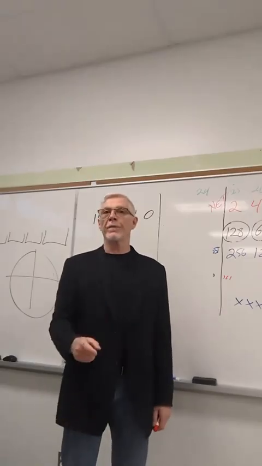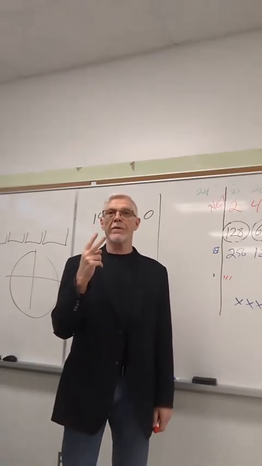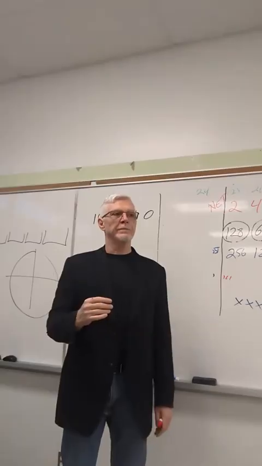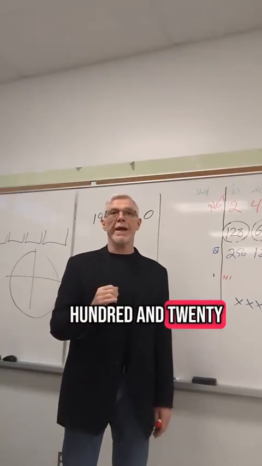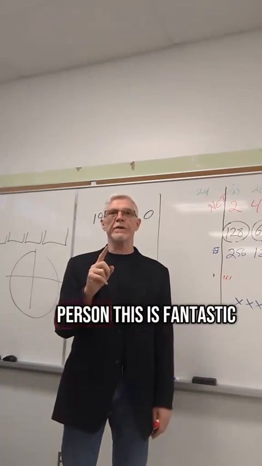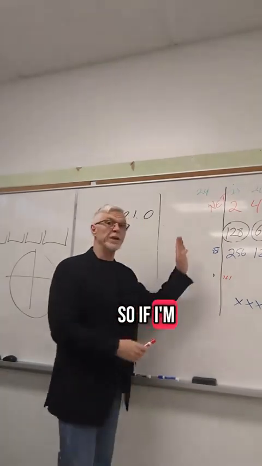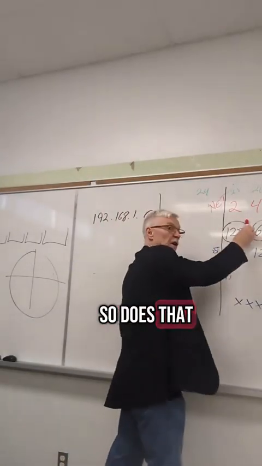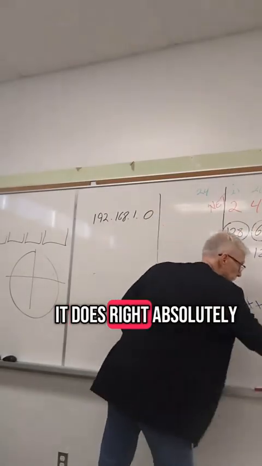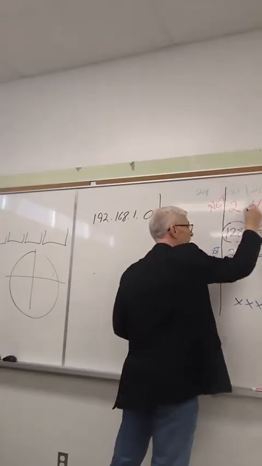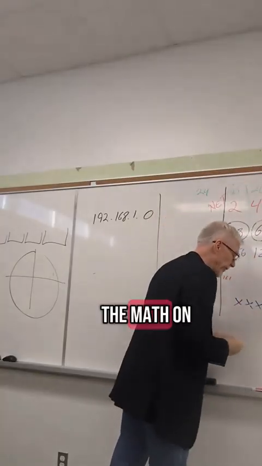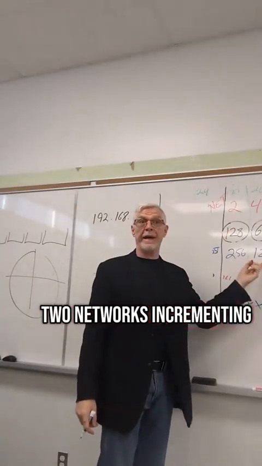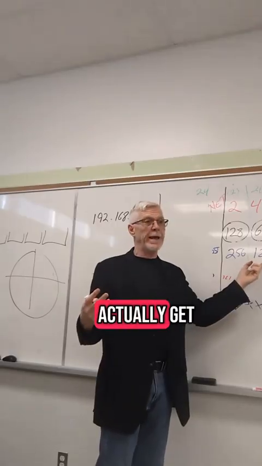Sir? 2 networks, is it 1 host? No, yeah, you're going to have a bunch of hosts, but it's going to be cut in half, right? 128. 128 hosts. He's absolutely right. So if I'm going to use the grid method, I'm going to look for 2 networks, right? So does that solve my problem? It does, right? Absolutely. So let's do the math on that one. So first network is 192. I get 2 networks incrementing by 128. But how many hosts do I actually get?